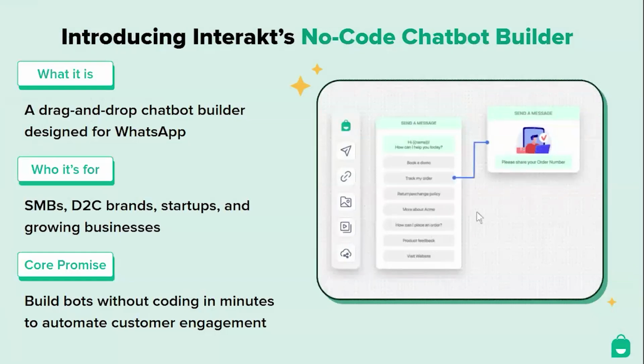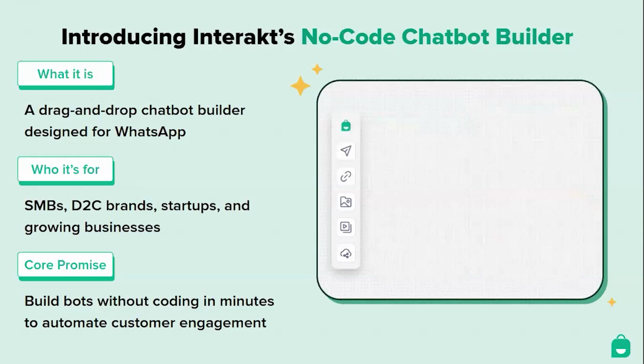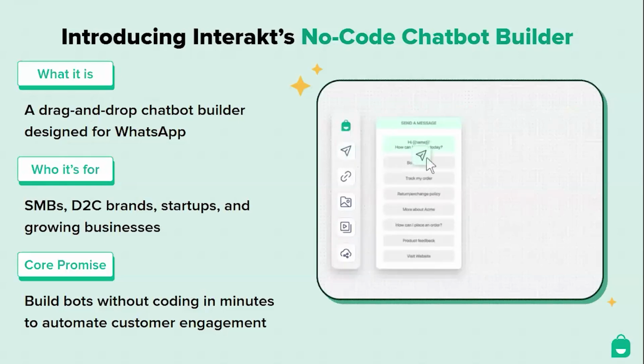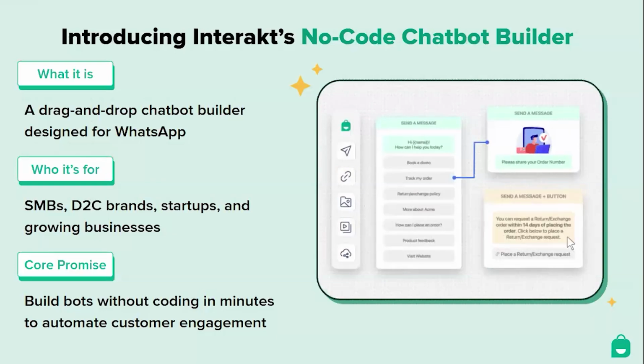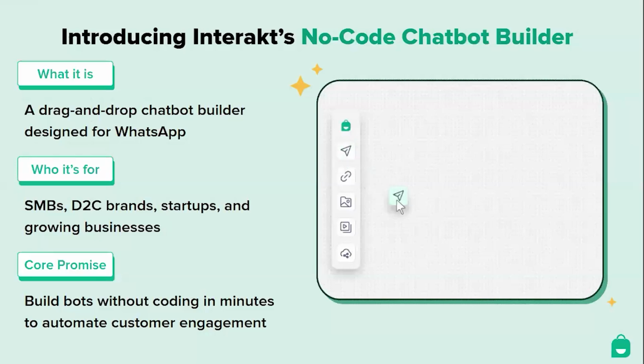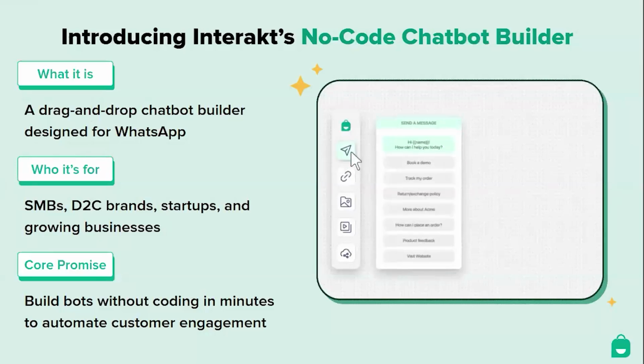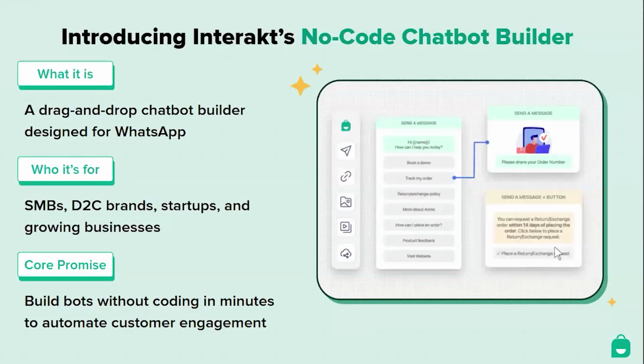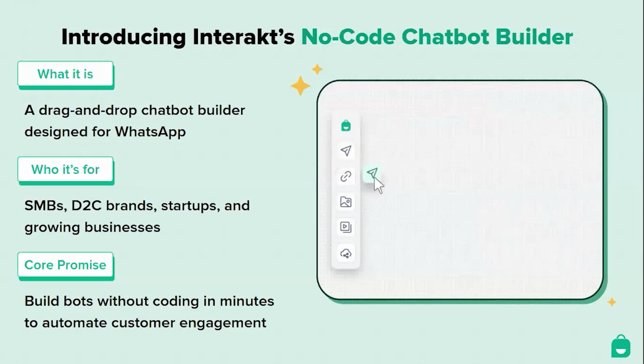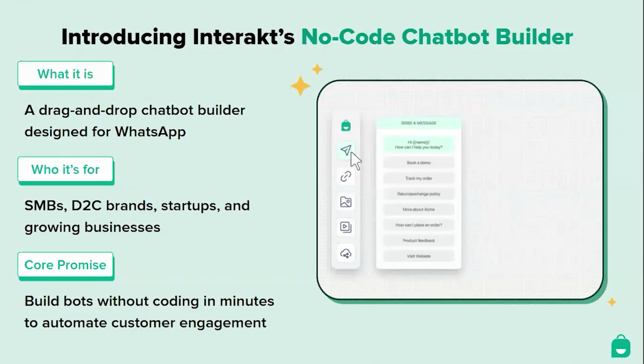Next, let me introduce you to what we are all here for, the no-code chatbot builder. You can see a small screen on the right-hand side. This is a preview of the chatbot builder. It is designed specifically for WhatsApp, offering features that help businesses from SMBs to D2C brands set up automated workflows for various use cases. And you know the best part, you don't need to be a developer or a coder to be able to set up these automated responses. The interface is super simple. Just select the action items, define the responses, connect the nodes with branches, and boom, you're all set.